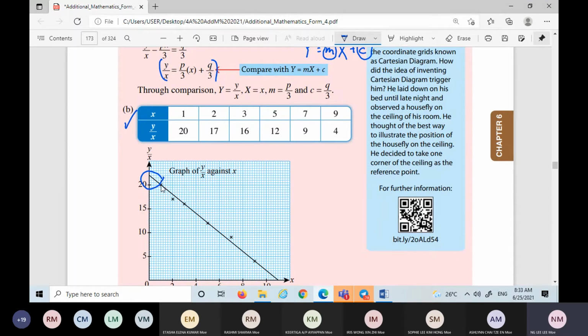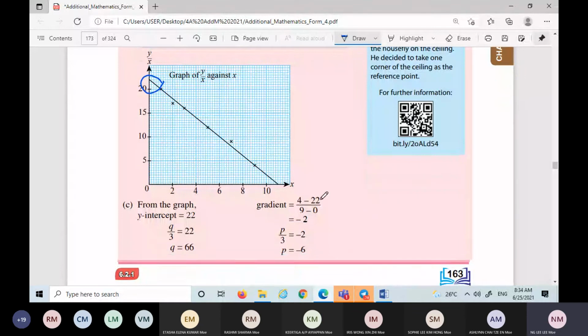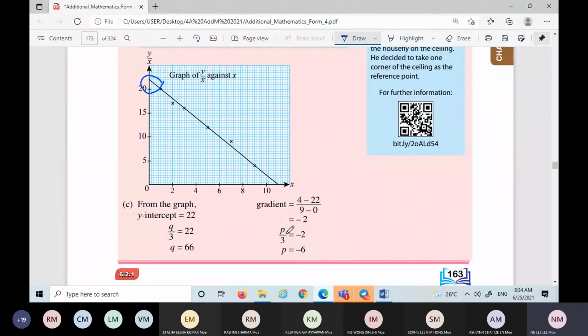Therefore remember this part. Your graph must extend and touch the capital letter Y axis. If not, you cannot get your y-intercept from the graph. There's no way. So do like yesterday for the gradient. You get 2 points and then calculate the gradient. The gradient is p over 3. Let it equal p over 3 and then get the p.